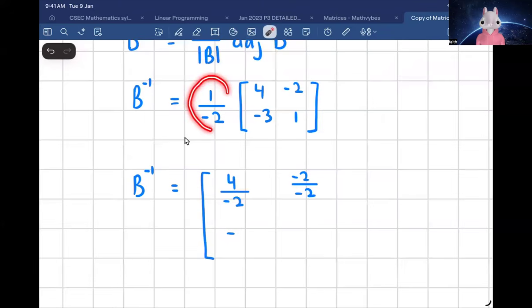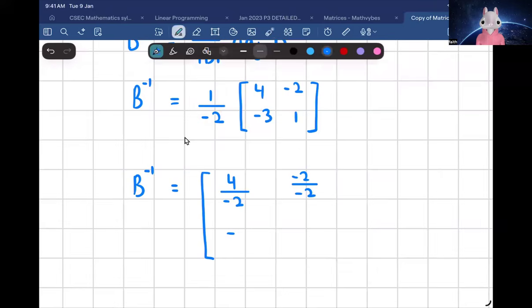So this is a fraction, and this is a number. You're not seeing it, but minus 3 is the same thing as minus 3 over 1. So if you multiply 1 by minus 3, it's just negative 3 all over minus 2. And what about the last one? 1 over minus 2, because 1 by 1 is 1. So 1 all over minus 2.